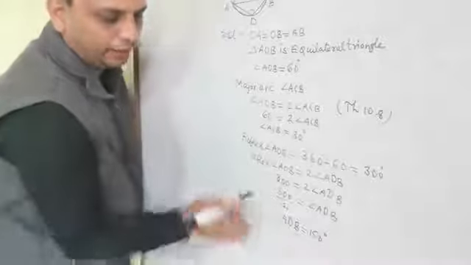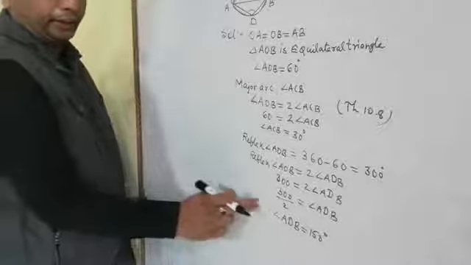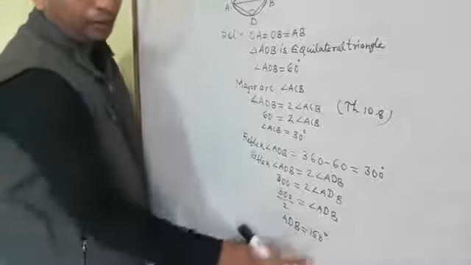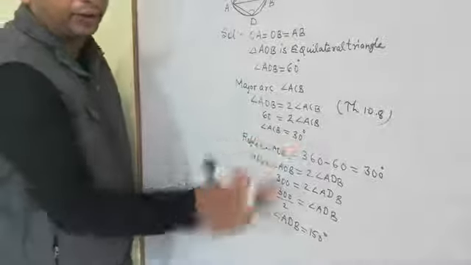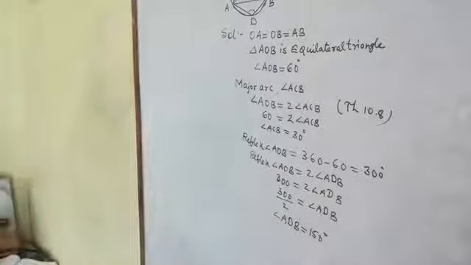This is the angle formed at the minor arc, ADB. You can write here: angle subtended by the minor arc is 150. This is the angle subtended by the major arc, 30 degree. So this completes the question.